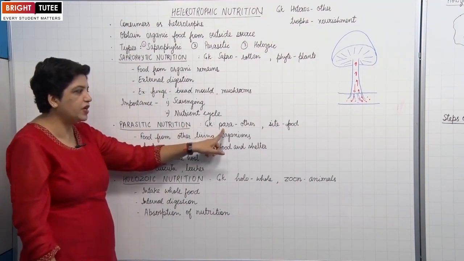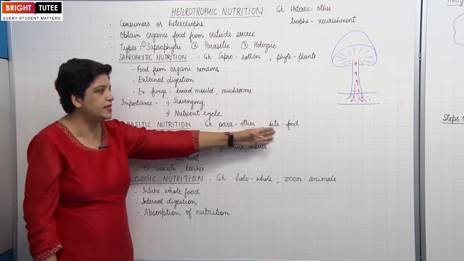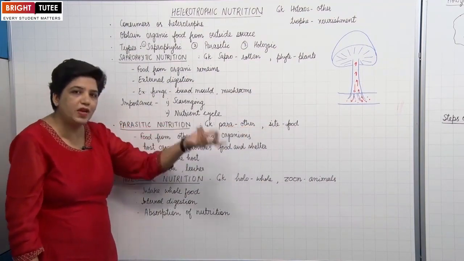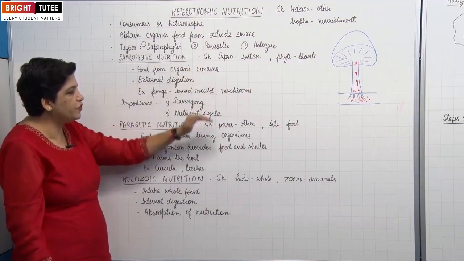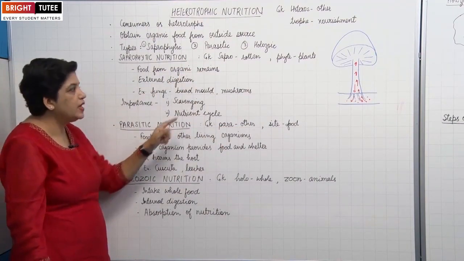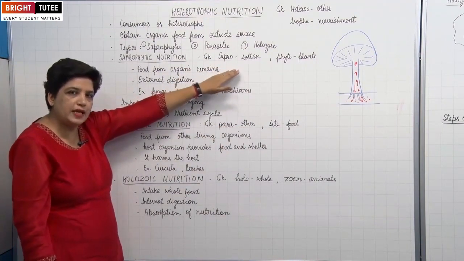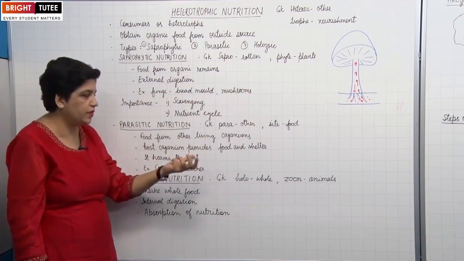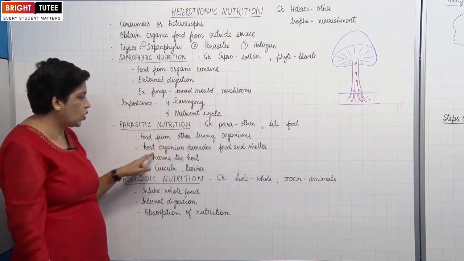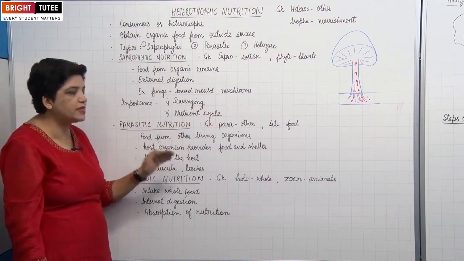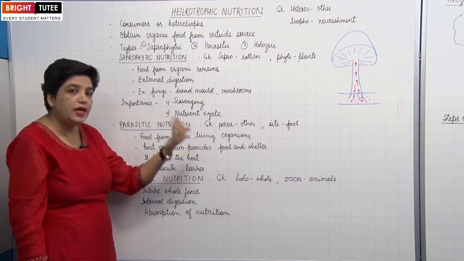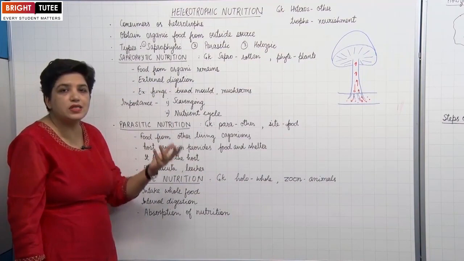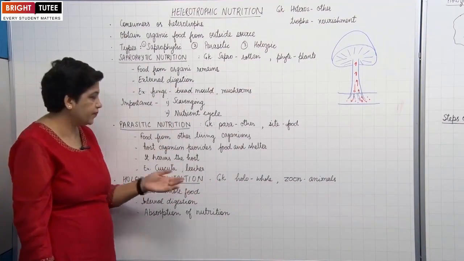Next is parasitic nutrition. This has been derived from the Greek words para, which means other, and site, which means food. So they obtain food from other living organisms. This is the main difference between saprophyte and parasite. Saprophytes obtain food from dead and decaying parts, while parasites obtain food from other living organisms. Such living organisms are called hosts. So the host provides them food and shelter. In return, the parasite sometimes harms the host. It may cause diseases or ailments.